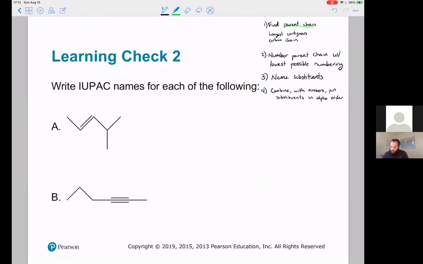Cool. So step 1, find the parent chain. Same idea, longest contiguous set of carbons. For alkenes and alkynes, you just need to make sure that your parent chain contains that double or triple bond. Okay, so in this case, this will be my parent chain. Now we got a number, and remember, we learned this thing at the end of the last lecture, where we're gonna actually number it both ways and then decide.